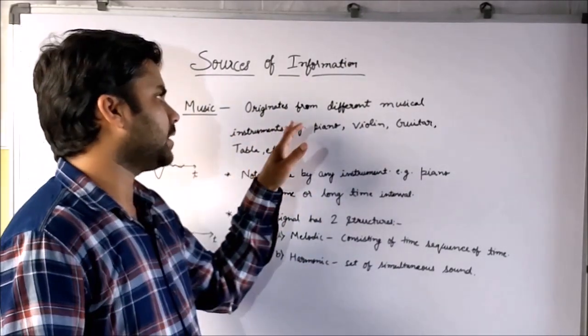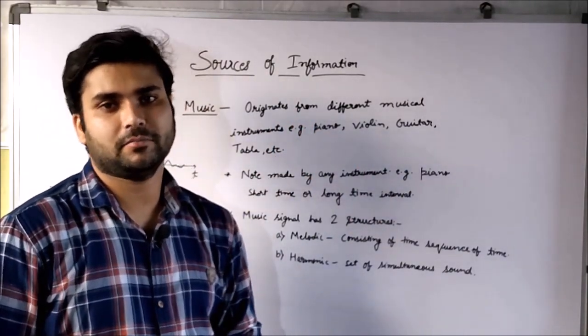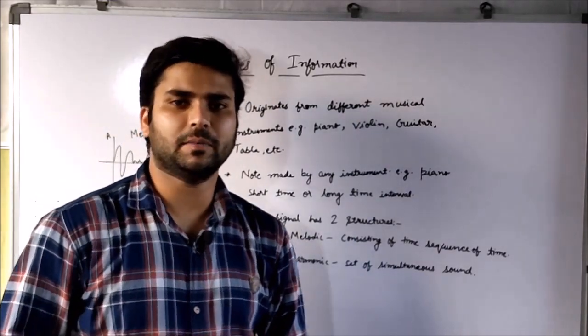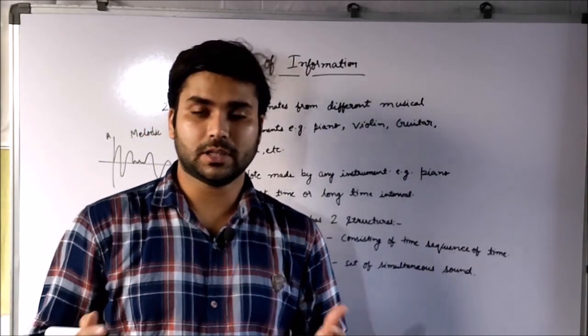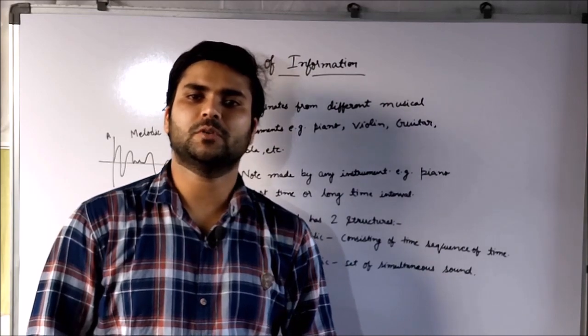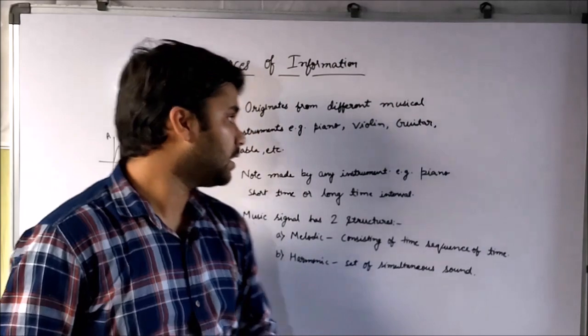So music originates from different musical instruments. The music is originated by different types of musical instruments. For example, piano, guitar, tabla, flute, whatever instruments you know. So some sort of music is created through those devices, okay.